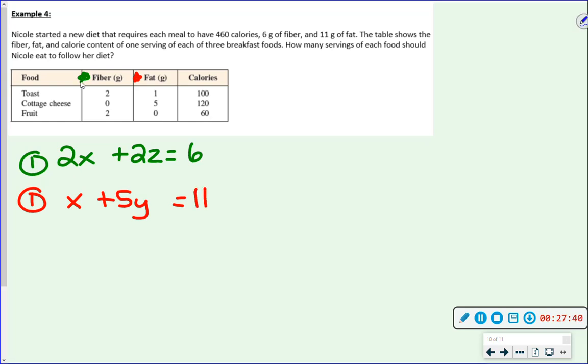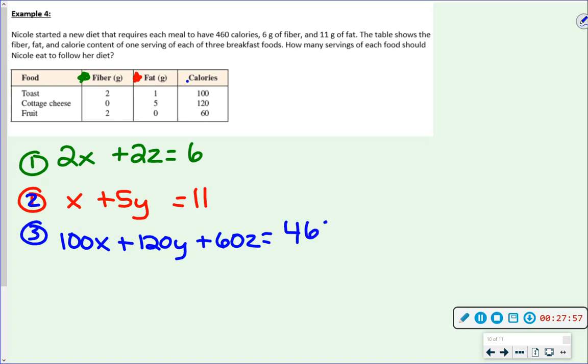I'm going to do that one in blue. And this is a 2. So 100X, 120Y, 60 on the Z. And how many total calories is she trying to eat? 460.